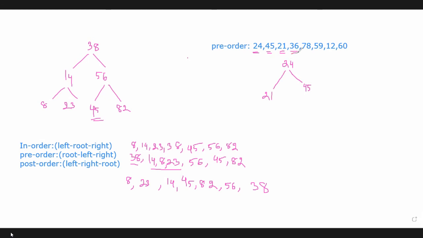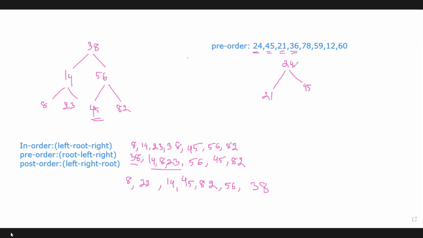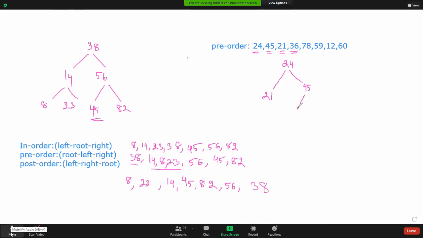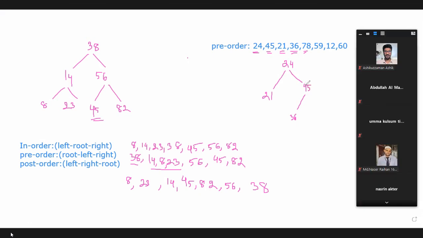Now the next node is 36. Compare it with the root of the tree, 24. So 36 is greater than 24. So we can add it in the right subtree. But 36 is not greater than 45. So where can we add it? On the left. Very good. In the left subtree. So 36 is the left child of 45. Then the next node is 78. So compare 78 with the root node first. 78 is greater than 24. So we have to add it in the right subtree. Then compare it with this node 45.